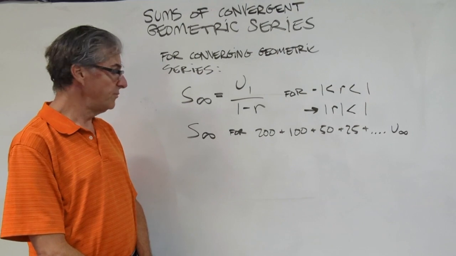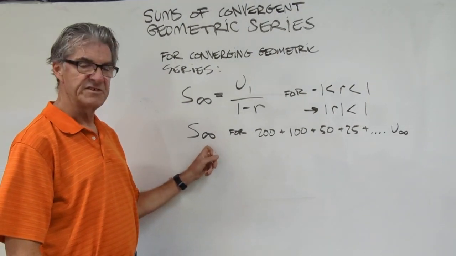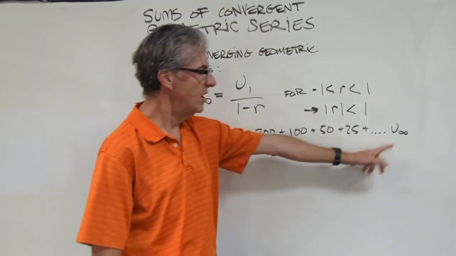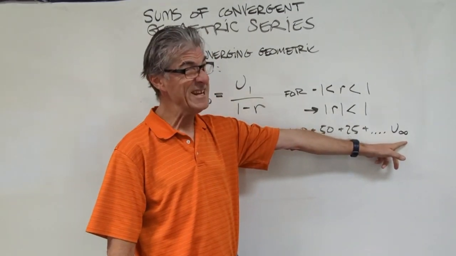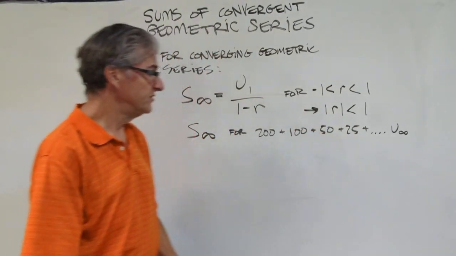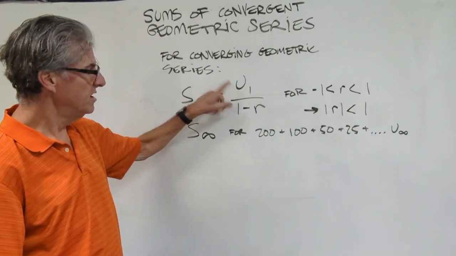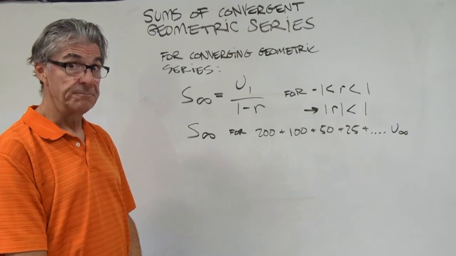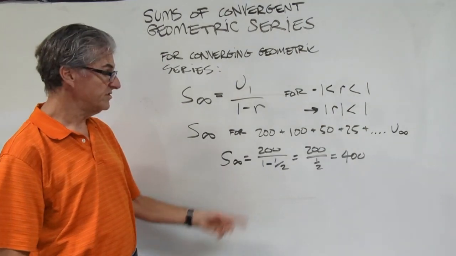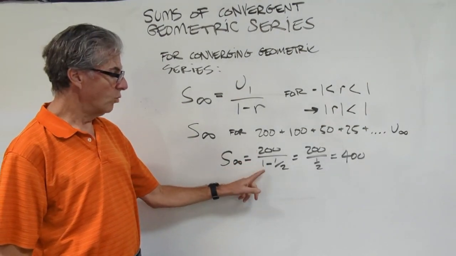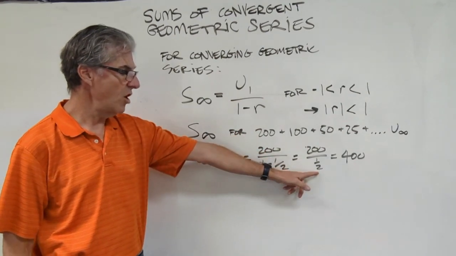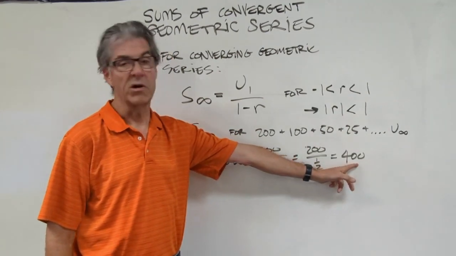Okay, let's do an example. We're looking for the infinite sum of this convergent series as we go from 200, 100, 50, 25, all the way to the infinity term. So go ahead and use that formula, plug in for this series, and come back with your sum. This is a pretty straightforward calculation. I have my u1 over 1 minus r, so I have 200 over 1 minus 1/2, which is 200 over 1/2, which gets me 400.